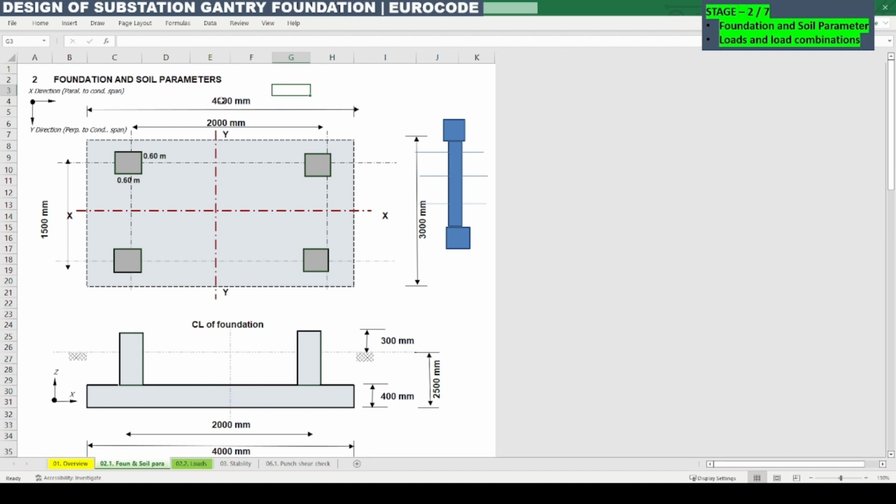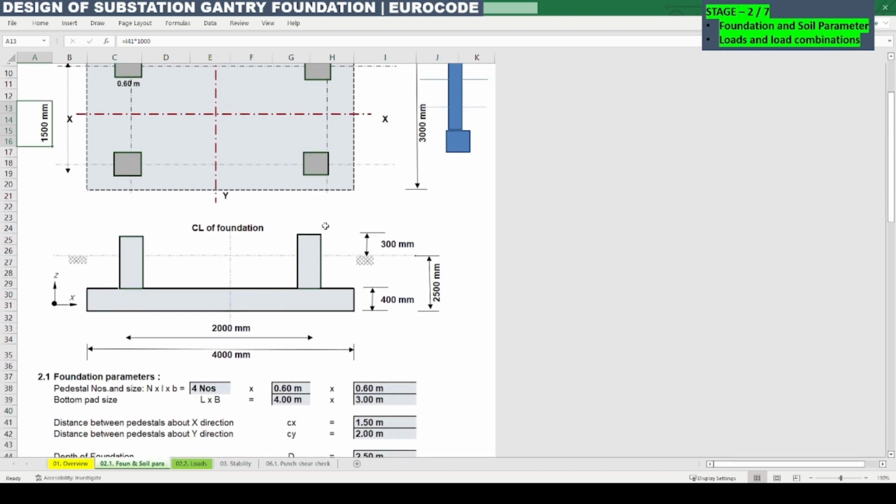So in x coordinates, that is the x direction, we have the length of the foundation as 4000 mm, 4 meter. The center to center distance of the pedestals, we are considering 4 pedestals here for this tower, which is spaced at 2 meter in the x direction. When looking into the y direction, the width we are considering as 3 meter, and the center to center distance of the pedestals we are considering as 1.5 meter.